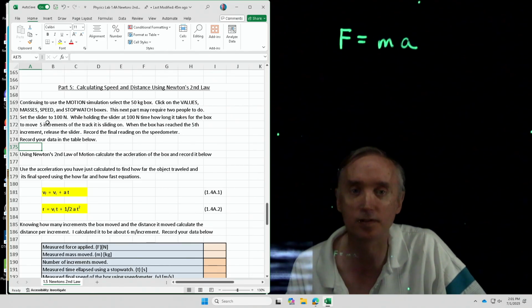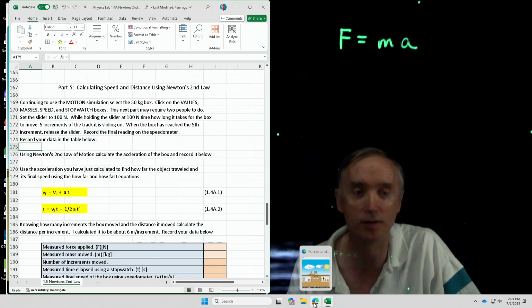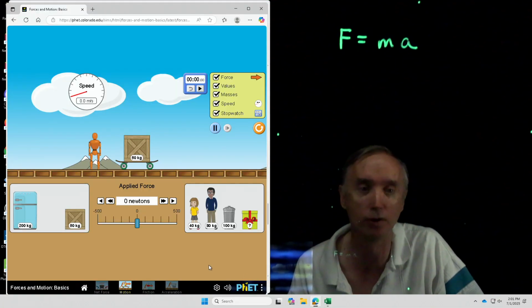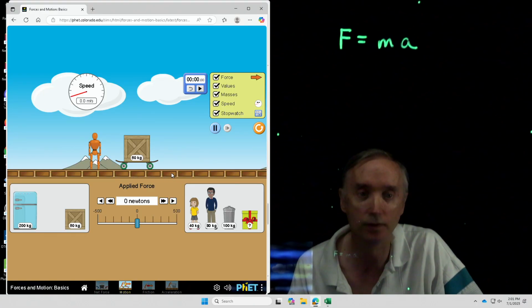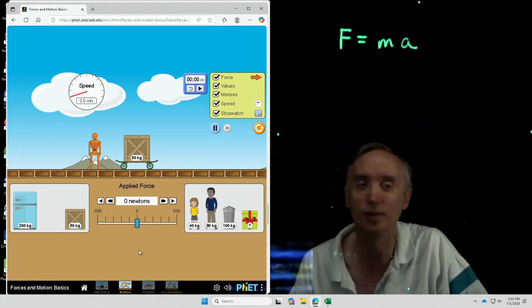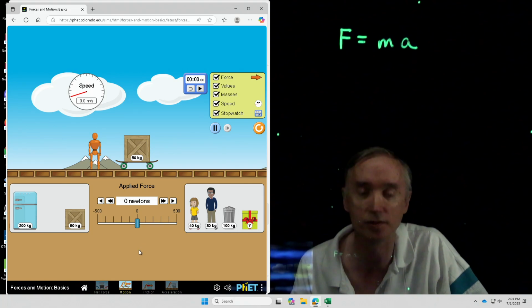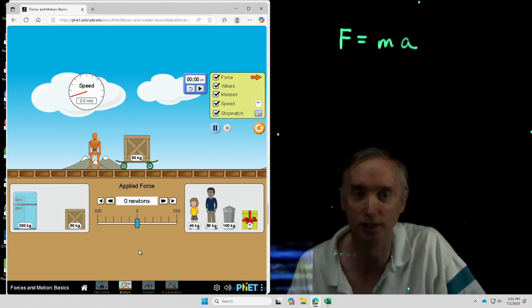So we're going to set the slider to 100 newtons. While holding the slider at 100 newtons, time how long it takes for the box to move 5 increments. You can think of this thing as being on railroad ties. So these are the increments. So 1 increment, 2 increments, 3 increments, and so forth. You may have to do this 2 or 3 times in order to get some good results on this.